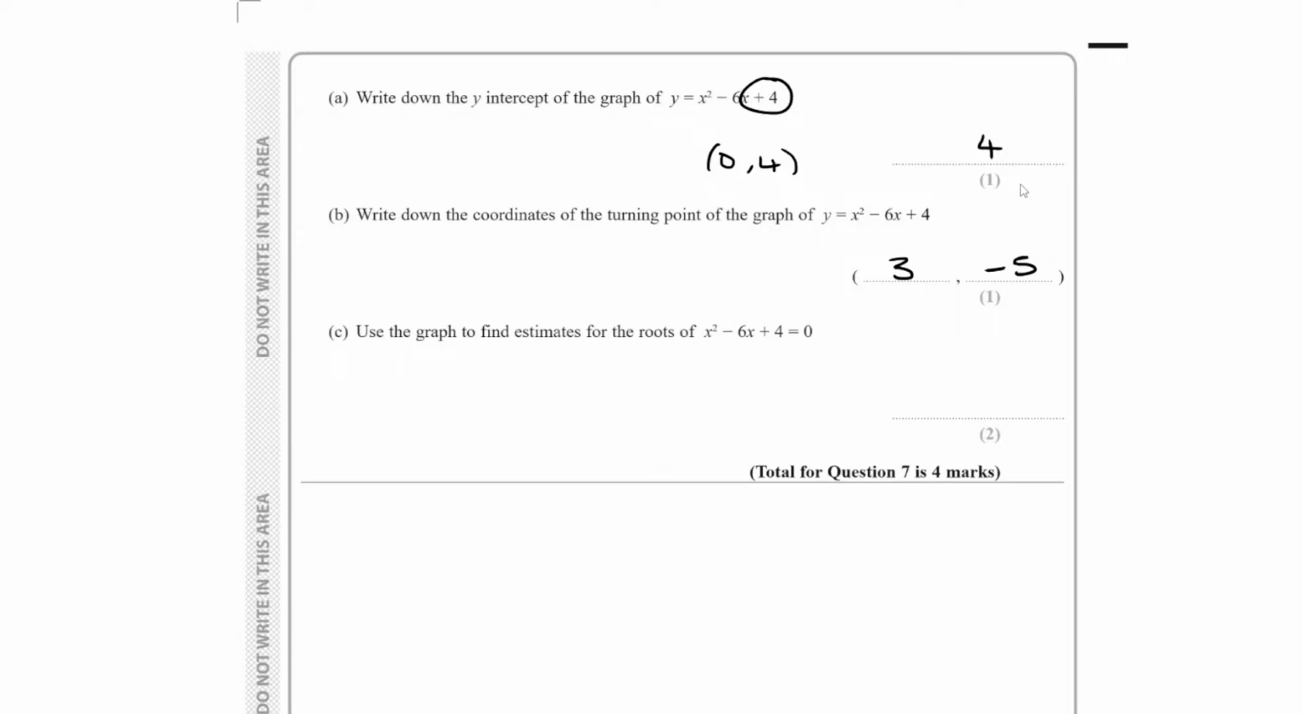Why is there no coordinate brackets for the first one? Because they just asked for the y-intercept as in the y coordinate, if that's what you mean. I don't know if that's the question you're asking. Because obviously there's coordinate brackets for this one.